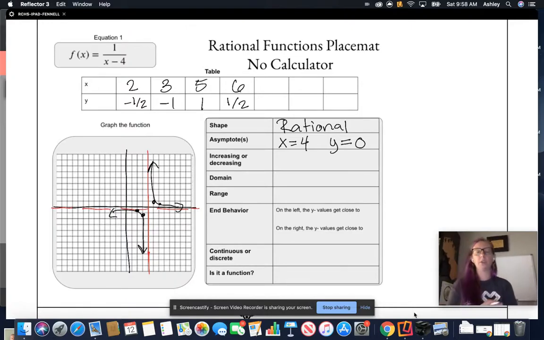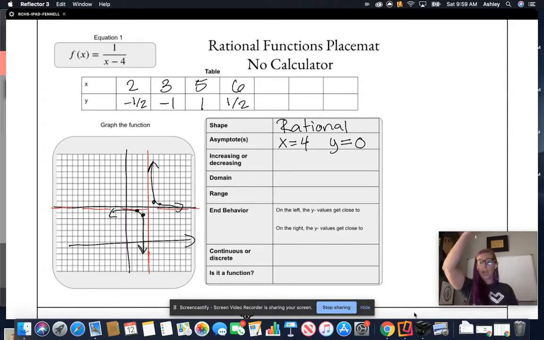Increasing, decreasing. Okay, so remember, we're looking for intervals where as we move left to right across the graph, y is either rising, increasing, the y values are getting bigger, or decreasing, getting smaller. As I look from left to right across this graph, the y values are decreasing. On that first curve, as I move over, the y values just get smaller and smaller and smaller. They're never getting bigger.